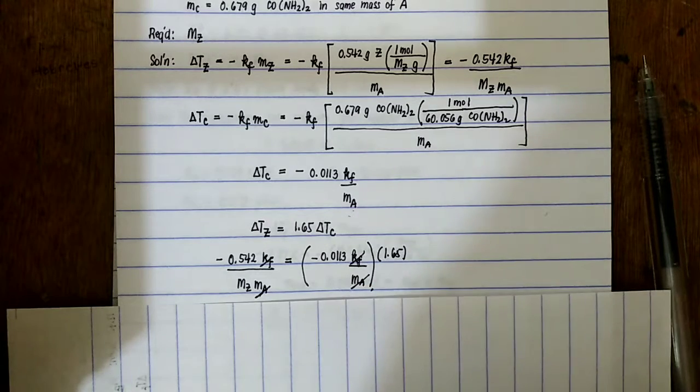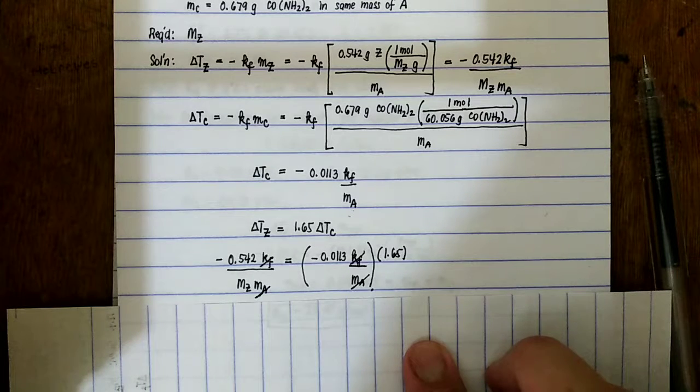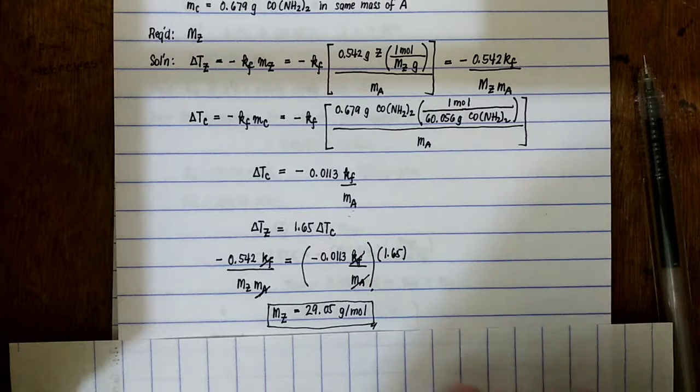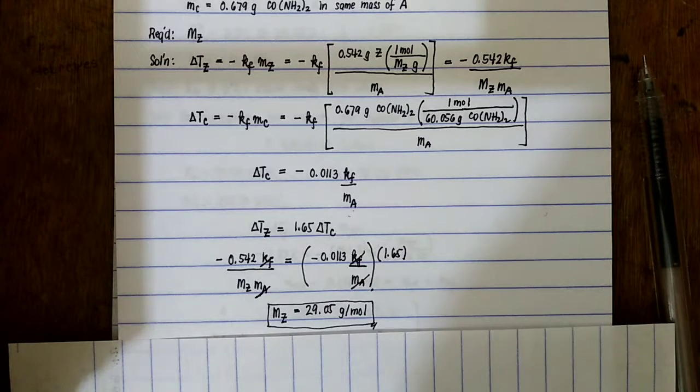Now using our calculators, we should be able to compute the molar mass of our unknown compound Z, and it turns out that its molar mass is 29.05 gram per mole.